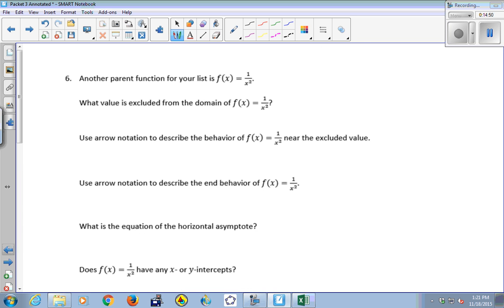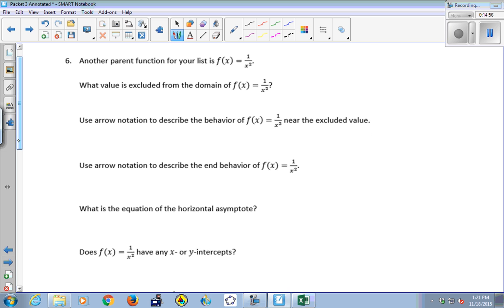Okay, so let's go back to study another new parent function. Another new parent function, this is another rational function, it's 1 over x squared. What value is excluded from 1 over x squared? No, I can square negative numbers. 0, I can't put 0 in a denominator, so 0 is excluded again. So let's think about what happens when x gets near the excluded value, right? So I want to think about what happens as x approaches 0 from the right.